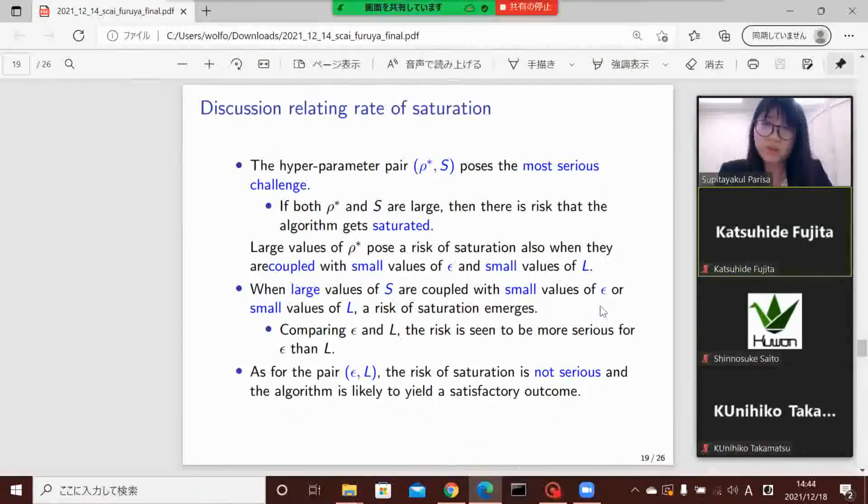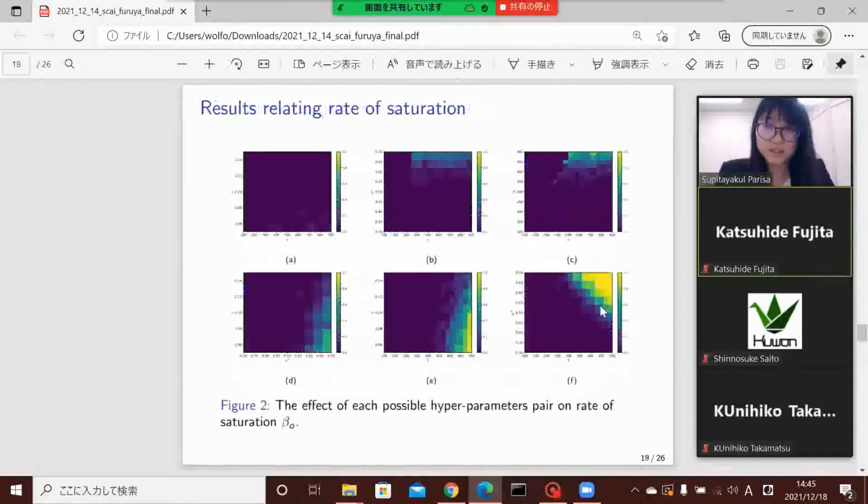If both rho star and S are large, then there is a risk that the algorithm gets saturated. A large value of rho star also poses a risk of saturation when it is coupled with a small value of epsilon and small value of L. So here we have figures B, D, and F.